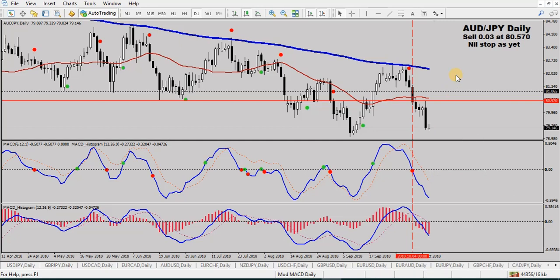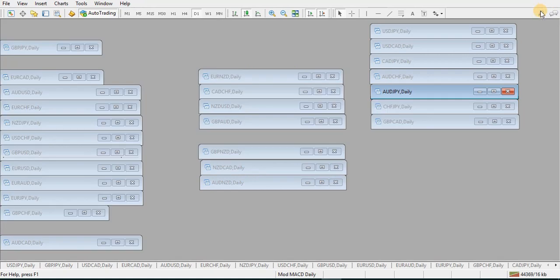So what I've done is I've closed out 1/3 of this trade, and I've now set a stop at 81.065. So just reducing my risk, taking a little bit of profit, reducing my risk on that trade. That's Oz Yen, the sell, it's looking good.